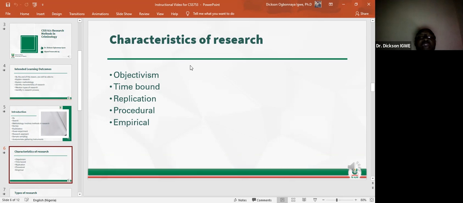Research is time-bound. You have either a longitudinal research that has more than 1 month, more than 6 months to complete, and then cross-sectional research, which has between 1 month and then 6 months to complete.